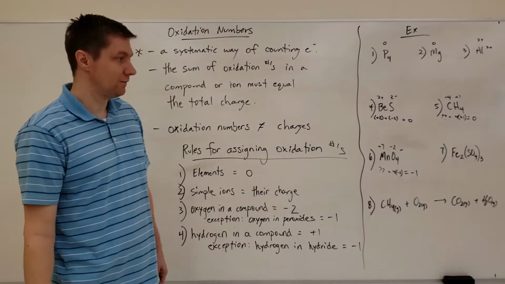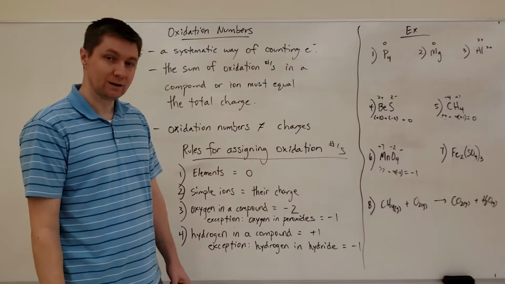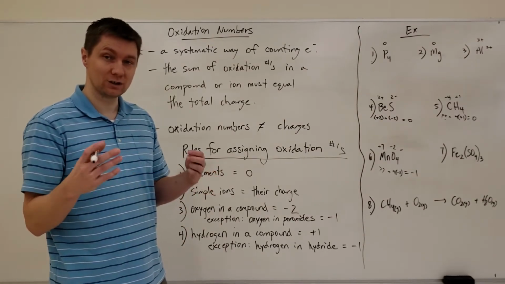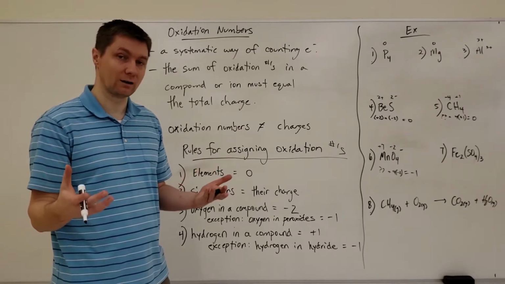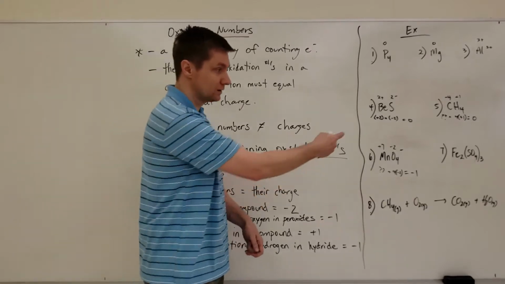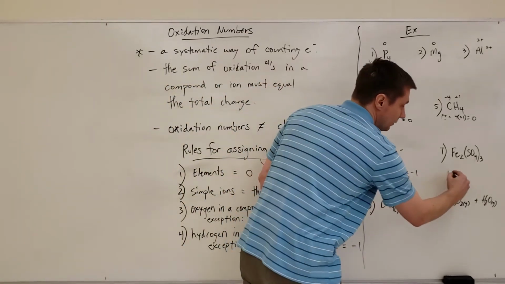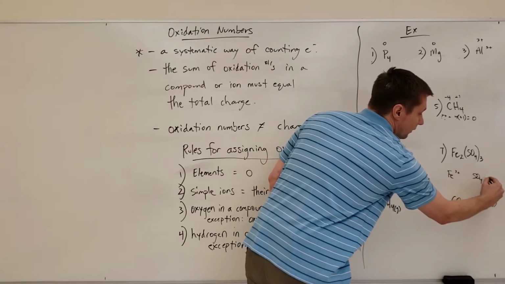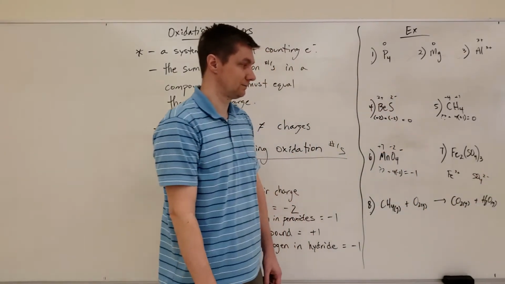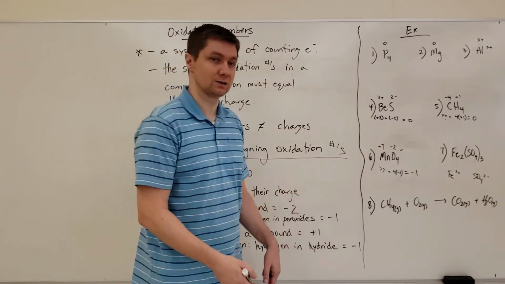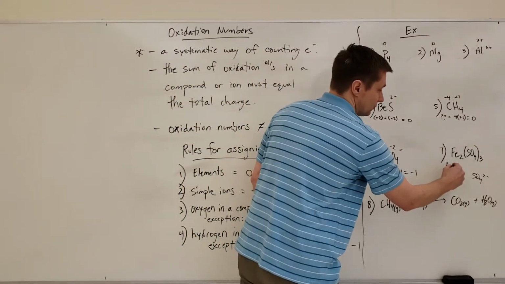Moving on to the next one, Fe2(SO4)3. Again, this one is an ionic compound, and so the first thing that you want to do when you come across ionic compounds is just split them up into their ions, because that's what they're made of. This compound here is made of Fe3+ and SO4 2-. And so Fe3+ is a simple ion. Its oxidation number is going to be its charge, so just 3+.